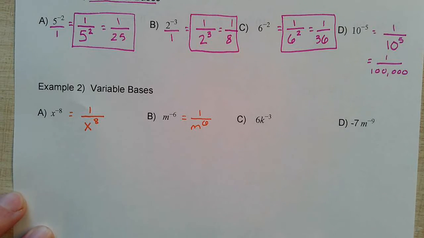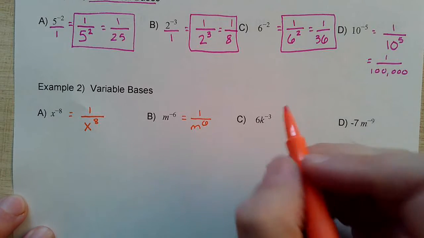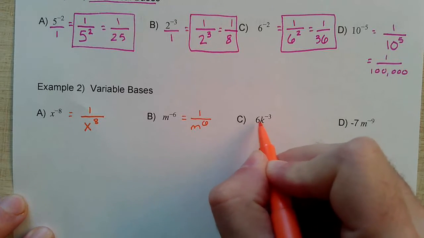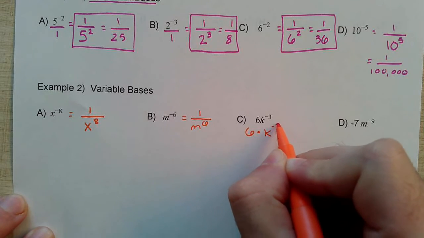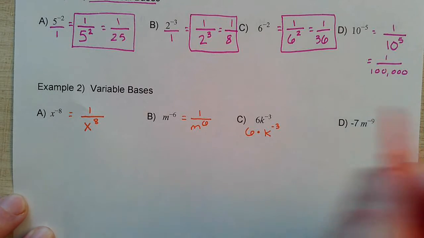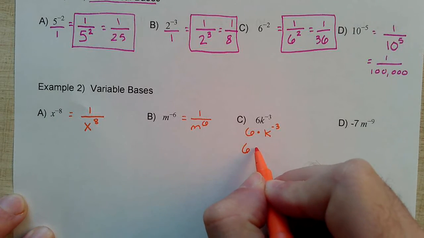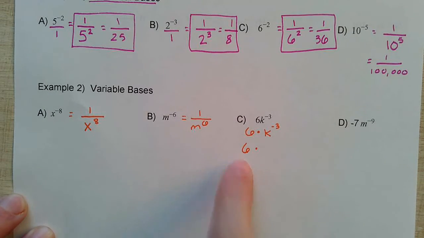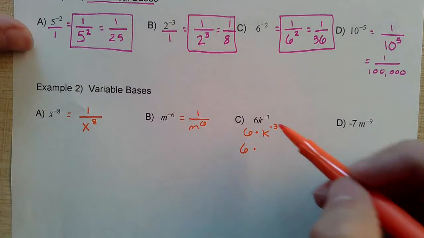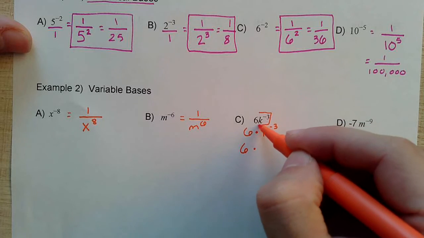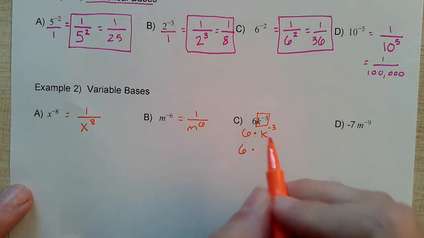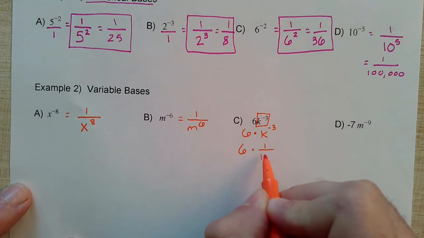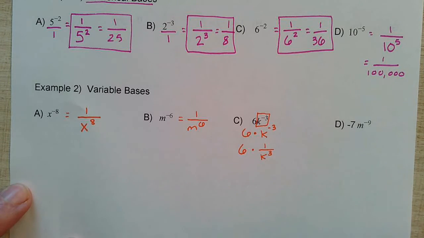Now C is a little different. I'm going to write this again. It's 6 times K to the negative third. Well, I can't do anything with the 6 because it doesn't have a negative exponent. So the rule wouldn't apply to the 6. The rule will apply to my K to the negative third power. So I'm simply going to rewrite this as 1 over K to the positive third power.